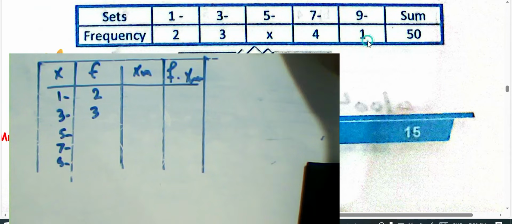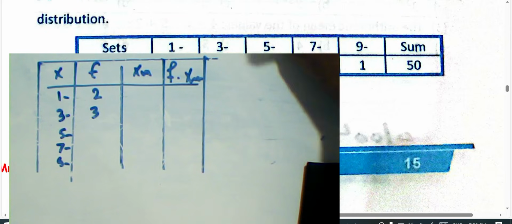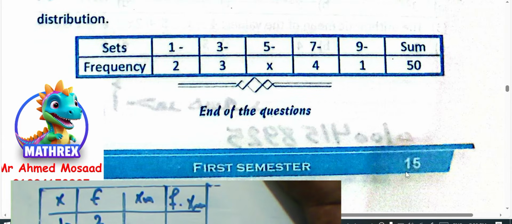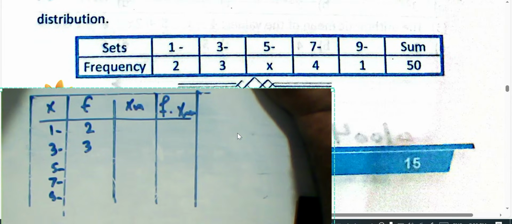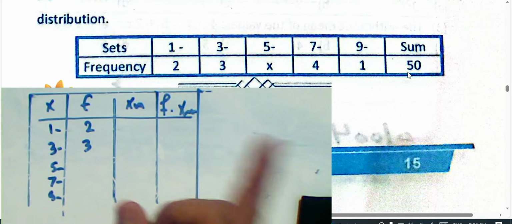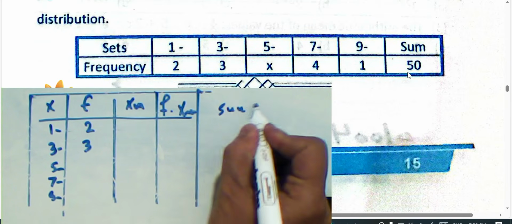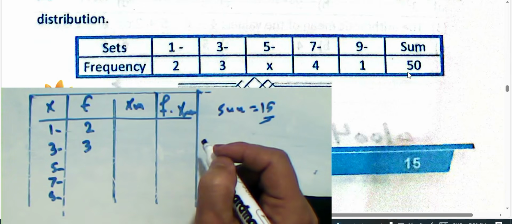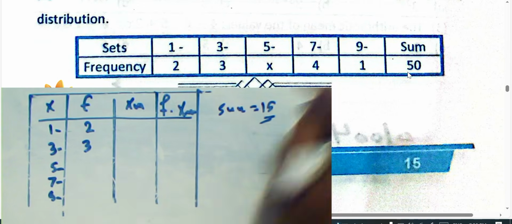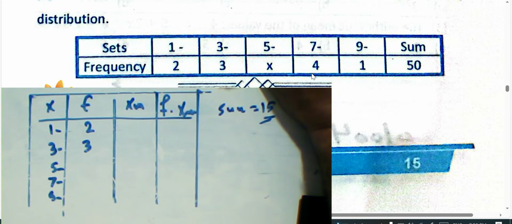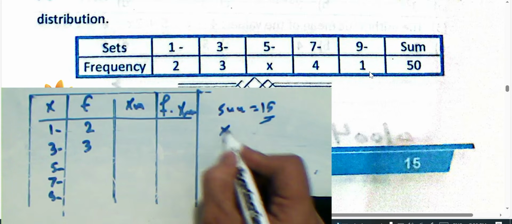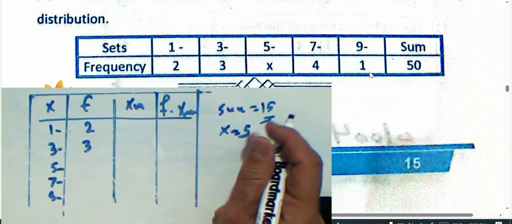Understood, my students? Review with me. Question, true or false: 15, not 50. Okay, the summation was 15. Look here, change the number here, 50 to 15. My students, the summation here is 15, not 50. Then 2 plus 3 is 5, 5 plus 4 is 9, 9 plus 1 is 10. Then x will be 5 because 5 plus 10 equals 15.